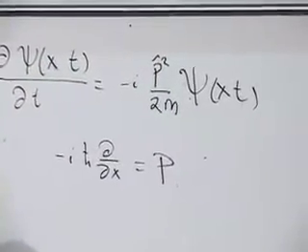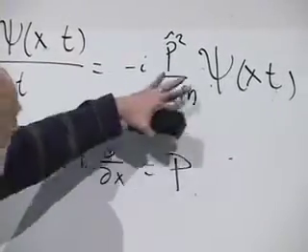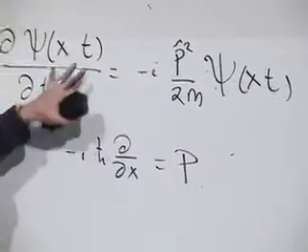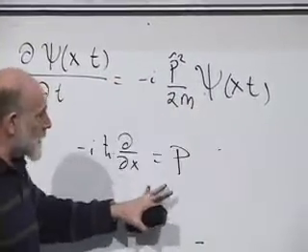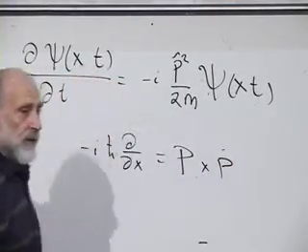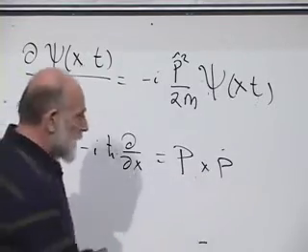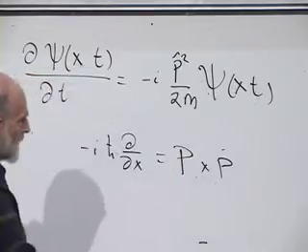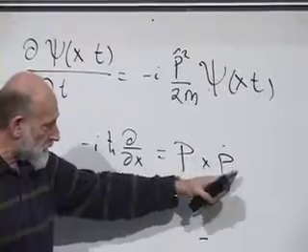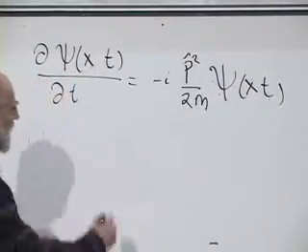What does this mean? What is p? P is minus I d by dx. So if it was just p that appeared here, we would just write minus I d by dx, and this would be a differential equation for psi. What does p squared mean? P squared means p times p. When you multiply operators, it simply means you multiply the operator. If you apply it to a wave function, you first apply the first operator, and then you apply the second operator. So here's what p squared means.